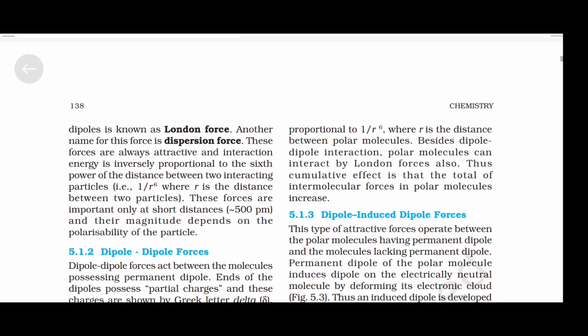These forces are always attractive, and the interaction energy is inversely proportional to the sixth power of the distance between two interacting particles, that is 1/r^6, where r is the distance between the two particles. These forces are important only at short distances, about 500 pm, and their magnitude depends on the polarizability of the particle.